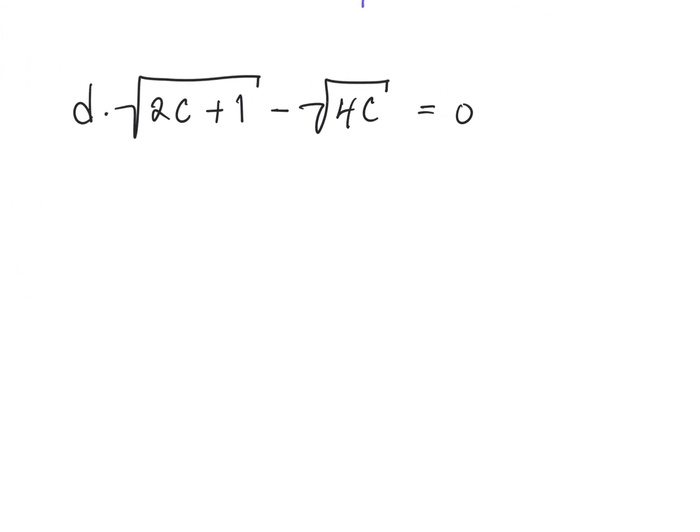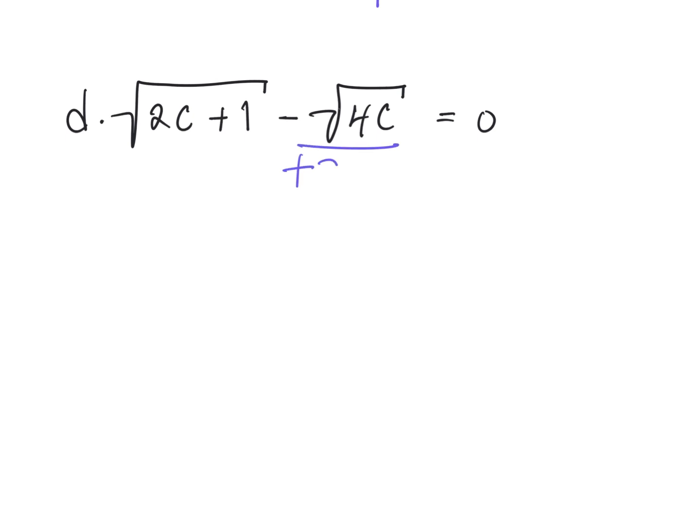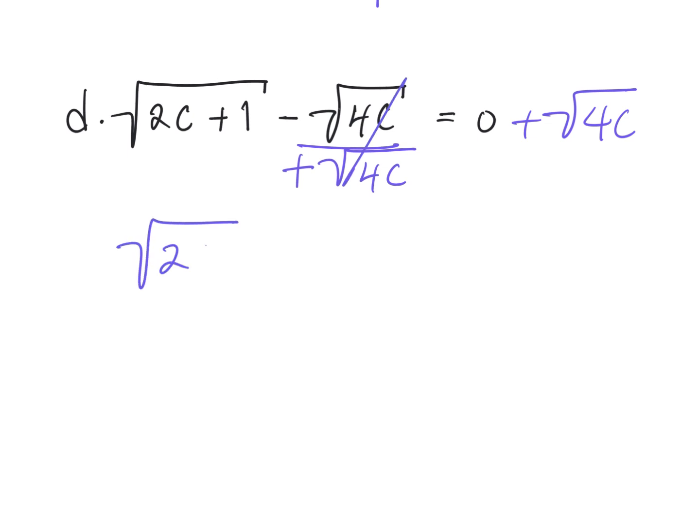Okay, letter D. The very first thing we're going to do here is to transpose this side to the other side. We accomplish that by adding root 4c on both sides, so this will be cancelled out. What is left here is now 2c plus 1 is equal to root 4c.